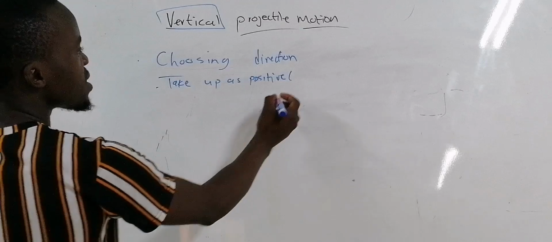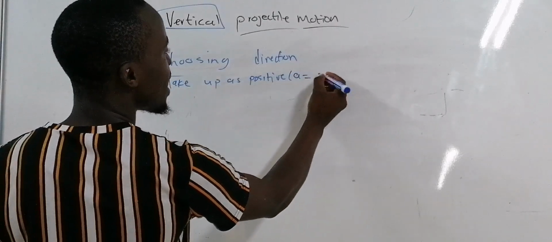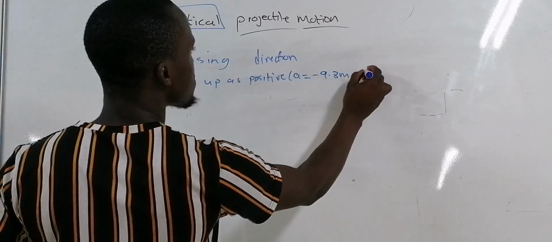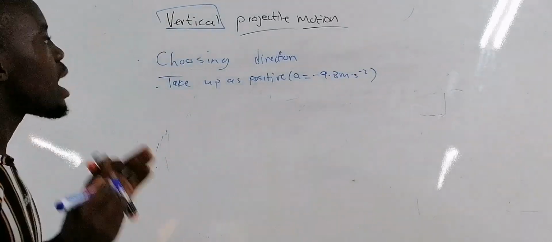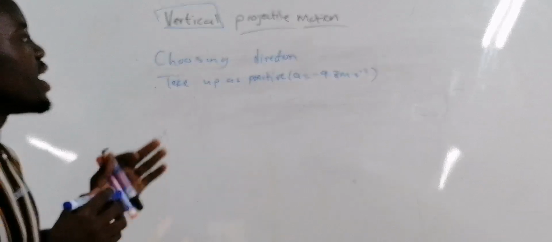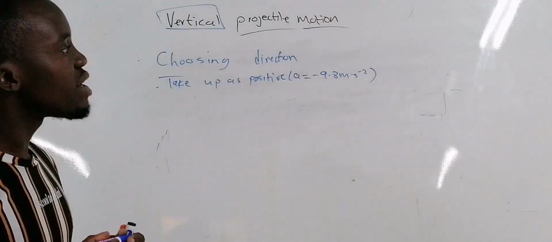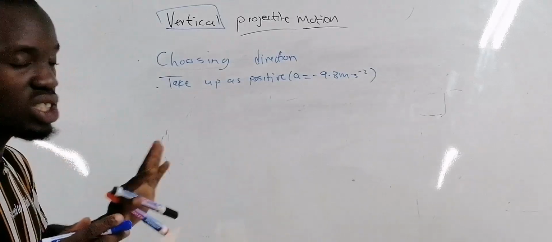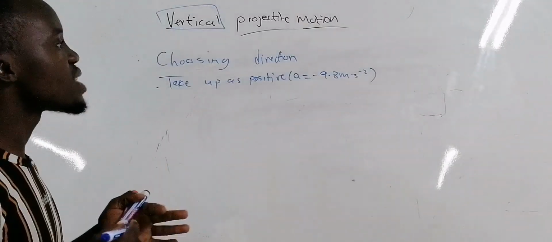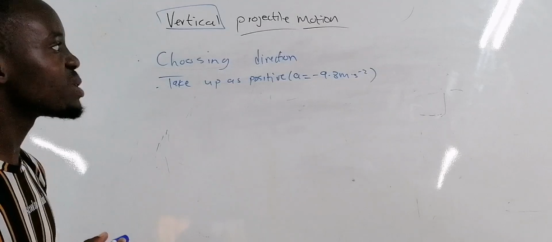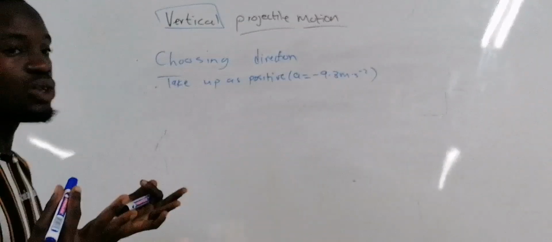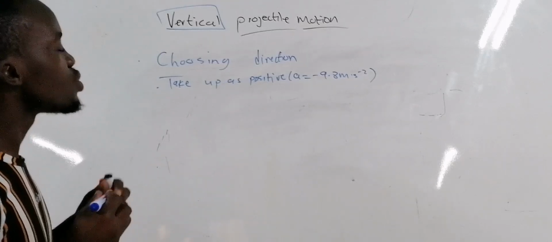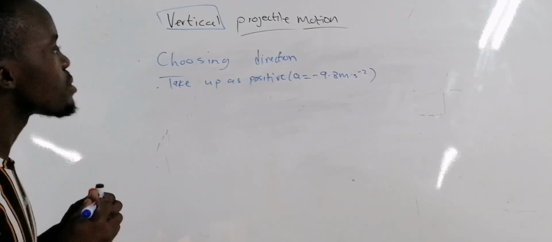When you take up as positive, it means that the acceleration due to gravity, that 9.8 meters per second squared, becomes negative 9.8 meters per second squared. Just do this all the time. But when you take down as negative, it becomes positive. But use this one all the time, unless you are compelled to take down as positive.